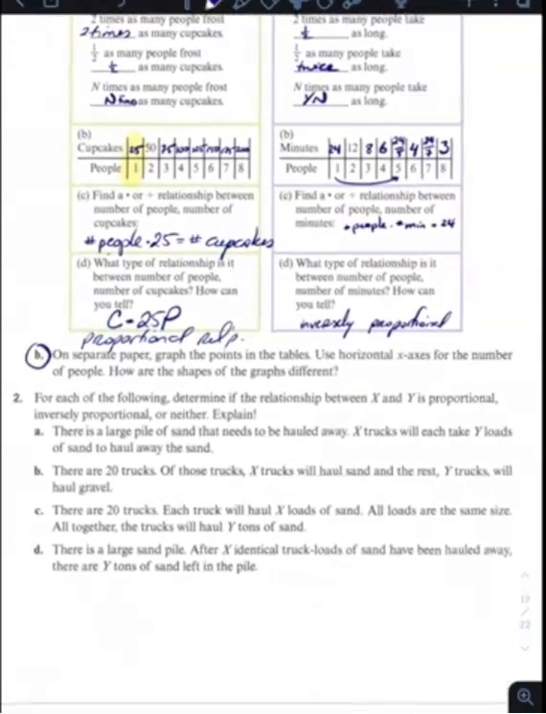On separate paper, graph the points in the table, use the horizontal x-axis. Okay, I would like you to take a look at that and see what you can see when you graph those 2 tables from part B.